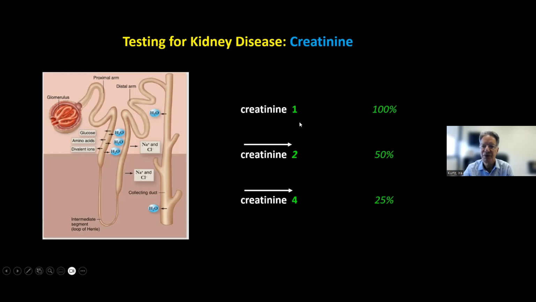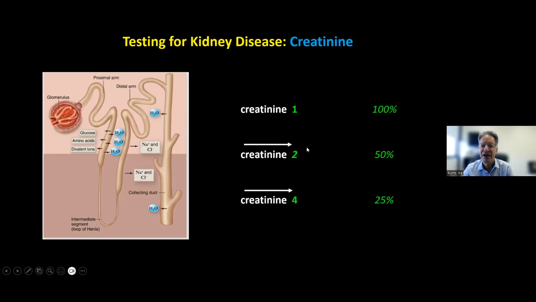So you can think of it by dividing this by 1. 1 over 1 times 100 is 100%. 1 over 2 times 100 is 50%. 1 over 4 times 100 is 25%. So you can see that just going from 1 to 4, even though it doesn't seem like a huge increase, well, it went up 4 times, you've already lost 75% of your filtration ability.